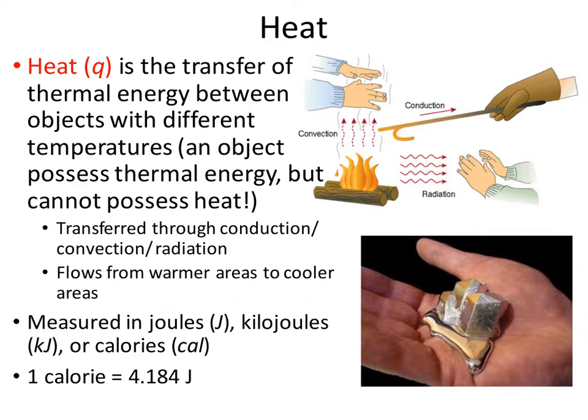So thermal energy is something that an object can possess because it is made up of molecules. Those molecules are undergoing some kind of movement. So in this fire or the steam here, the molecules are moving, and it has a certain amount of thermal energy. However, heat is just the transfer of that thermal energy between objects at different temperatures.